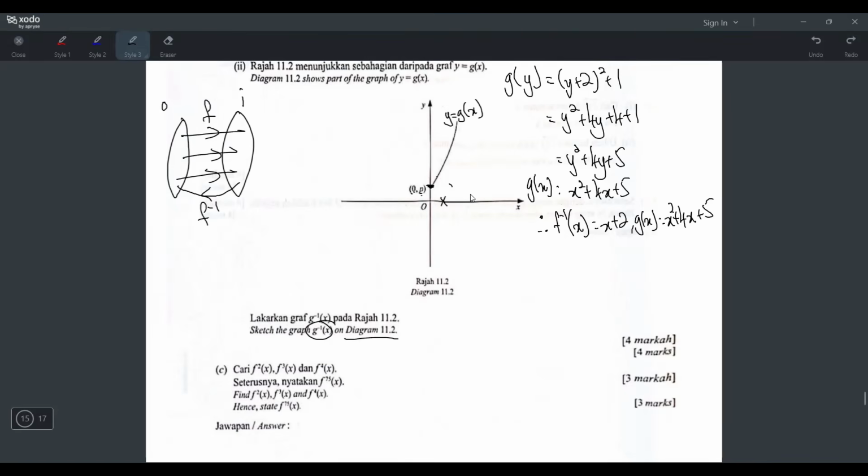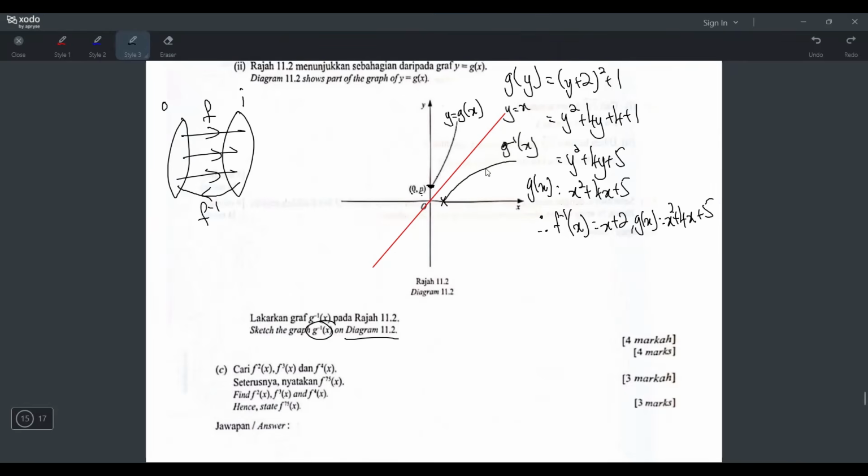And let me tell you, this graph and the g inverse graph will be the reflection of each other on the y equals x line. Okay, so let me draw out the line. The y equals x line is this line right here. It will be exactly 45 degrees, and you're basically reflecting the g(x) using this line, and you will end up getting the shape of the graph like that. Okay, this is the g inverse x graph.